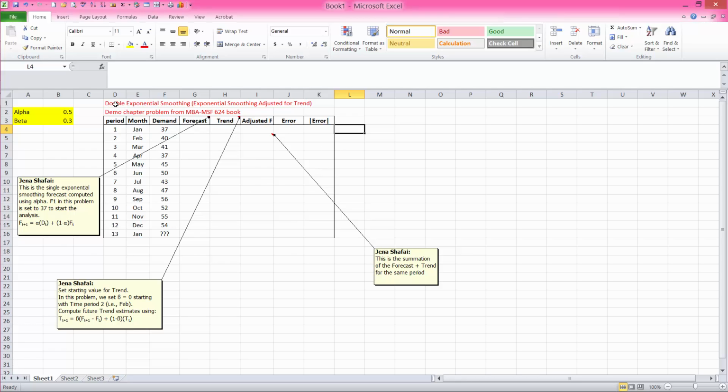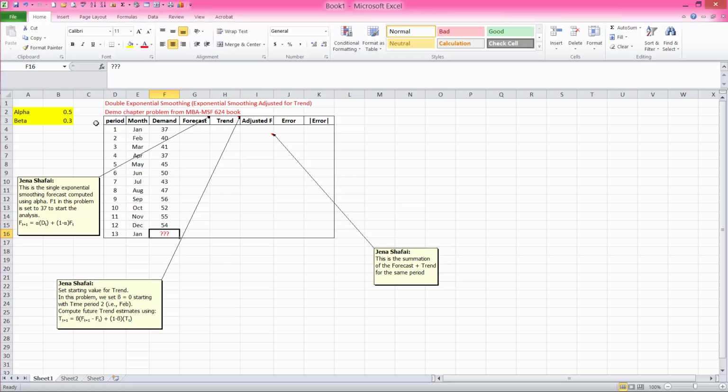Double exponential smoothing is used when we believe the time series has trend in it. It's a short-term forecasting method because it will only calculate one period into the future. So in this problem, we can only compute the forecast for January of next year. We have 12 months and we can only calculate it for the next month, January.